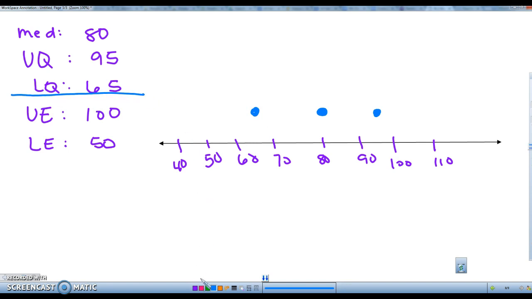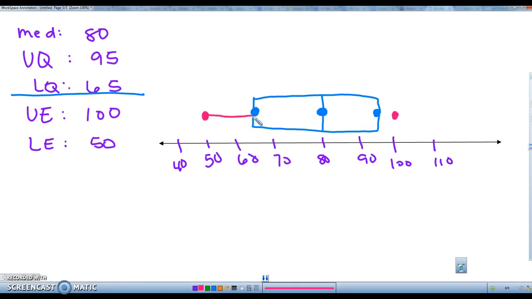And what I want to do is I'm going to draw a box from my lower quartile to my upper quartile. Okay, so I'm going to draw a nice box to connect them. And then I'm going to draw a line through the median. Just like that. Then I'm going to graph my last 2 points. My upper extreme is 100. And my lower extreme at 50.